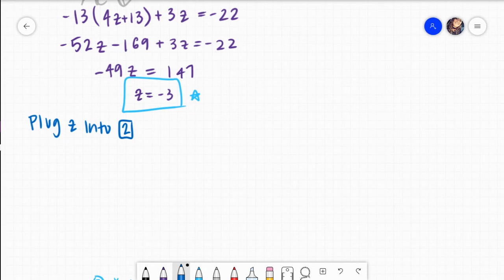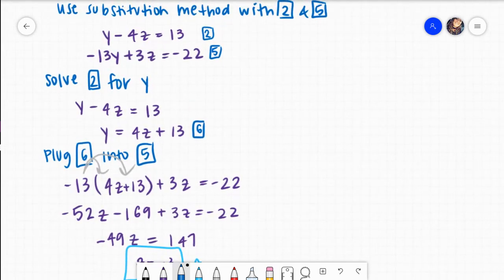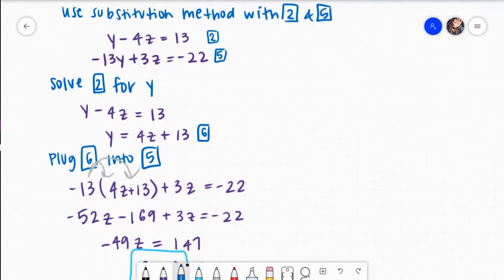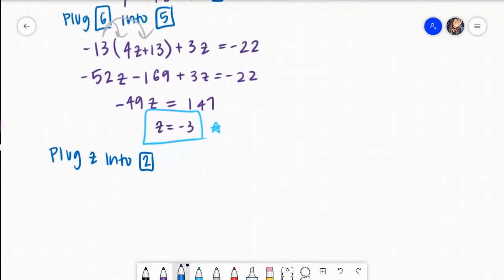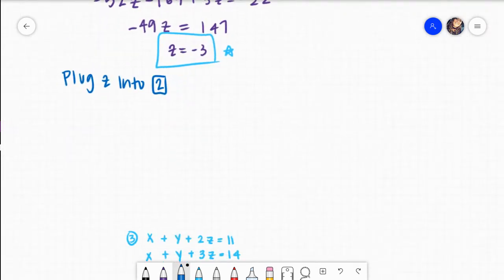So equation 2 is y minus 4z equals 13. Actually, honestly, y'all, you can plug it in here, you can plug it in here, but I think the actual rule would be to plug it into one of the originals that you're doing the substitution on. Okay, so let's just go and do it. So what you get is y, and then we have minus 4 times a negative 3, and then we have a positive.